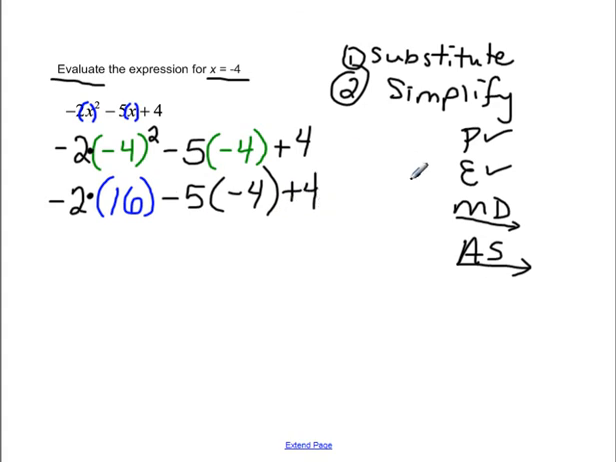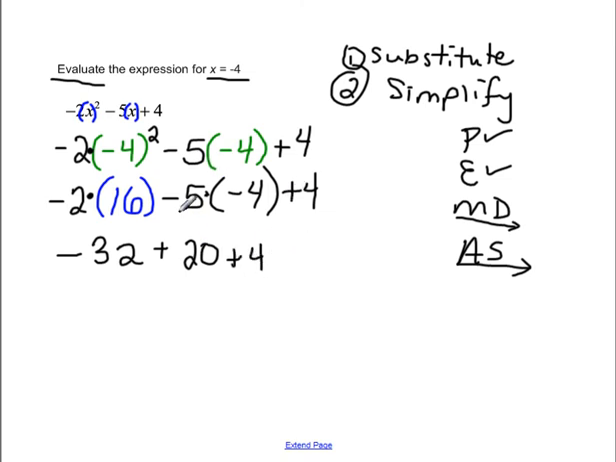Now we're going to come down to our multiply or divide step. We have a couple of multiplications to do here. We have -2 times positive 16. Well, a negative times a positive is a negative, and 2 times 16 is 32. Then we've got -5 times -4. So -5 times -4 is positive 20. And then we've got the plus 4 right here.